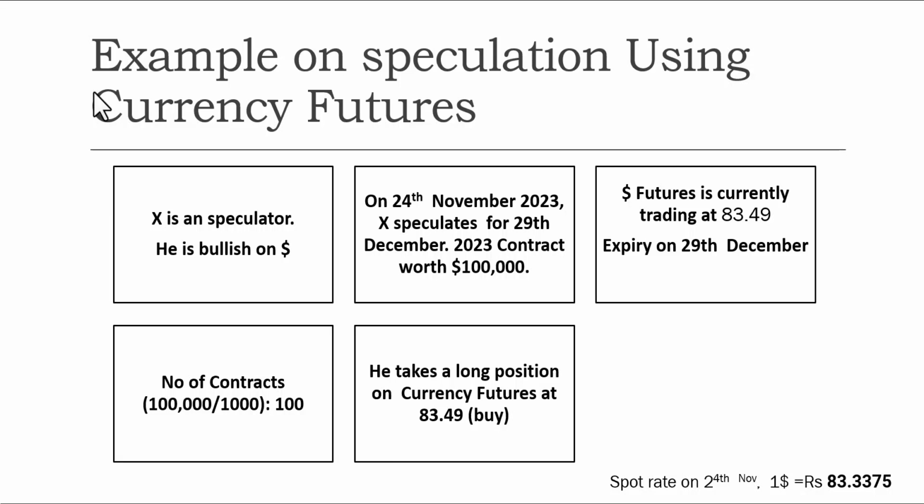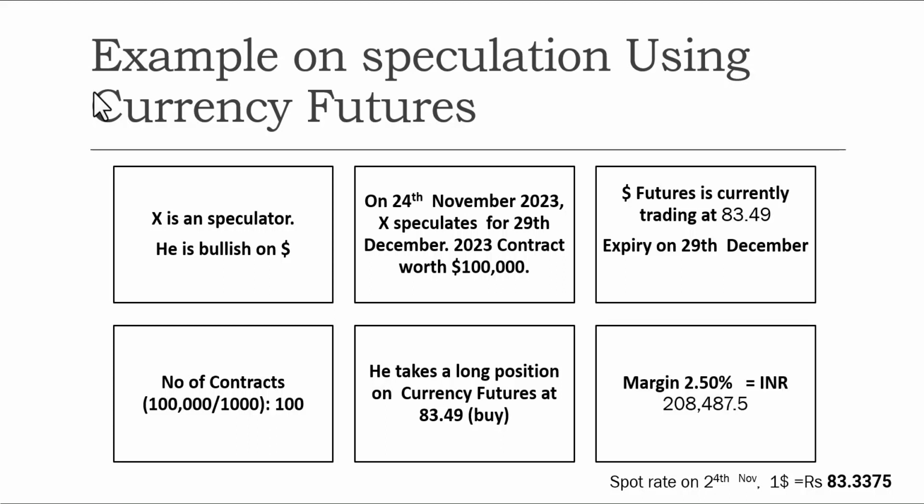He buys dollar. Because if he buys dollar today at 83.49 and the dollar price goes up, he makes money, isn't it? So he takes a long position. He's just a speculator, neither an importer nor an exporter. He goes to the stock exchange window and finds that the dollar future is trading at 83.49. I've limited myself to just two decimal places here. The monthly contract is expiring on 29th of December. So he's taken a view for December, that the dollar will go up by December. So he takes a long position in currency futures. He deposits the same margin money like you would have done if you were an importer. So the current rate is 83.33.